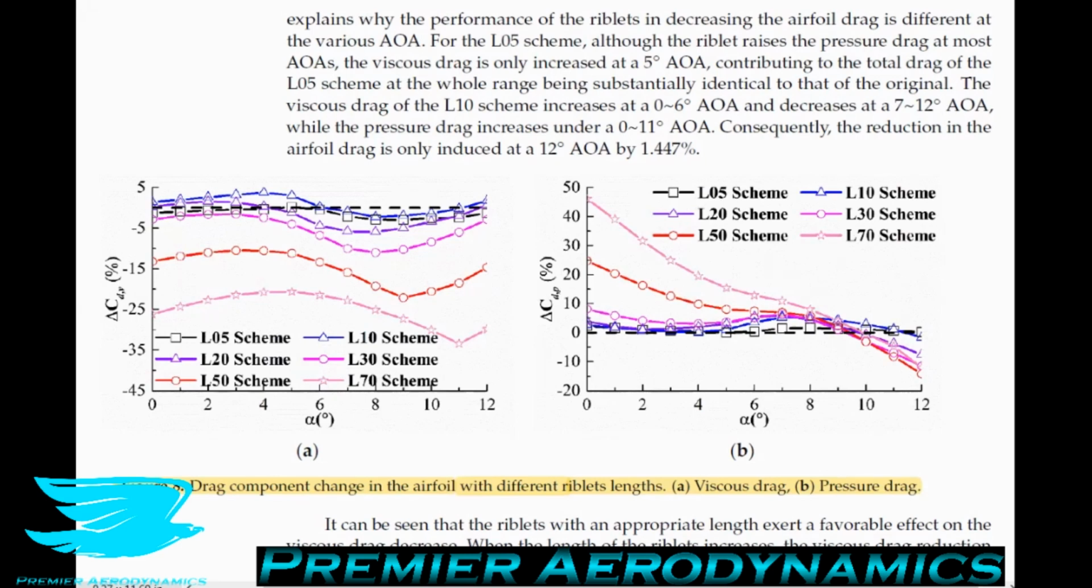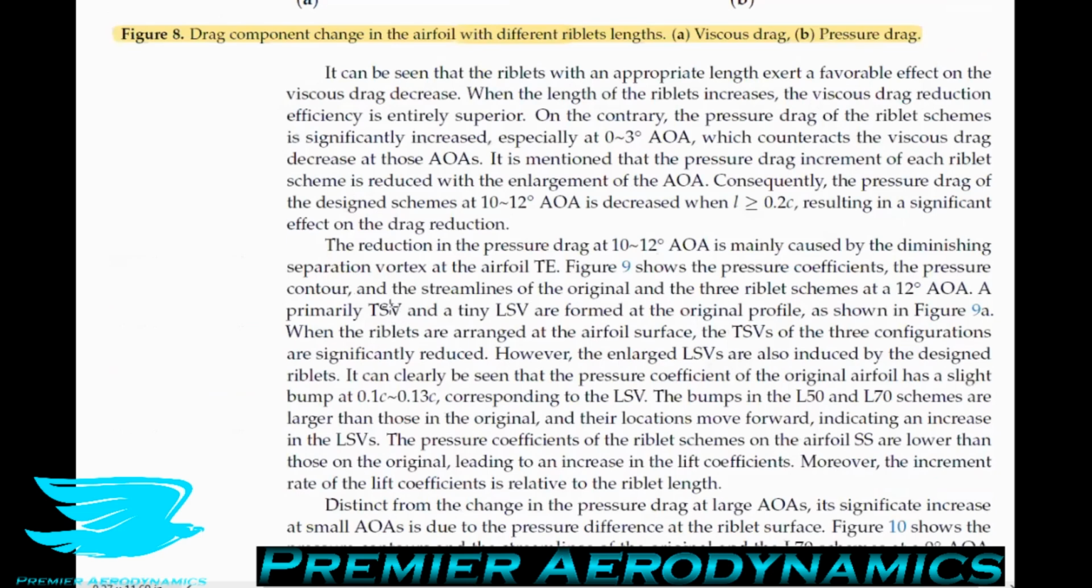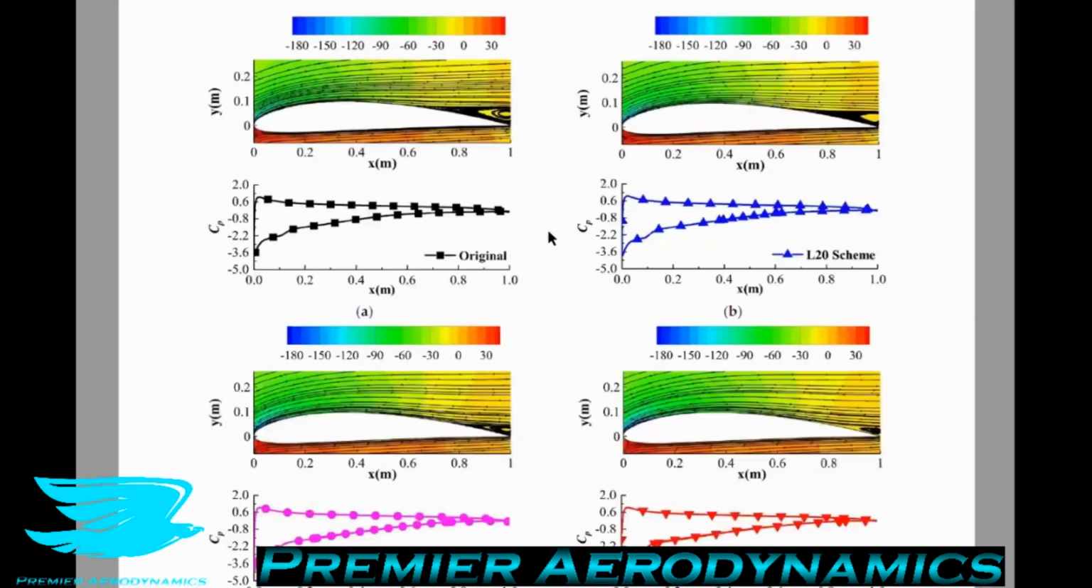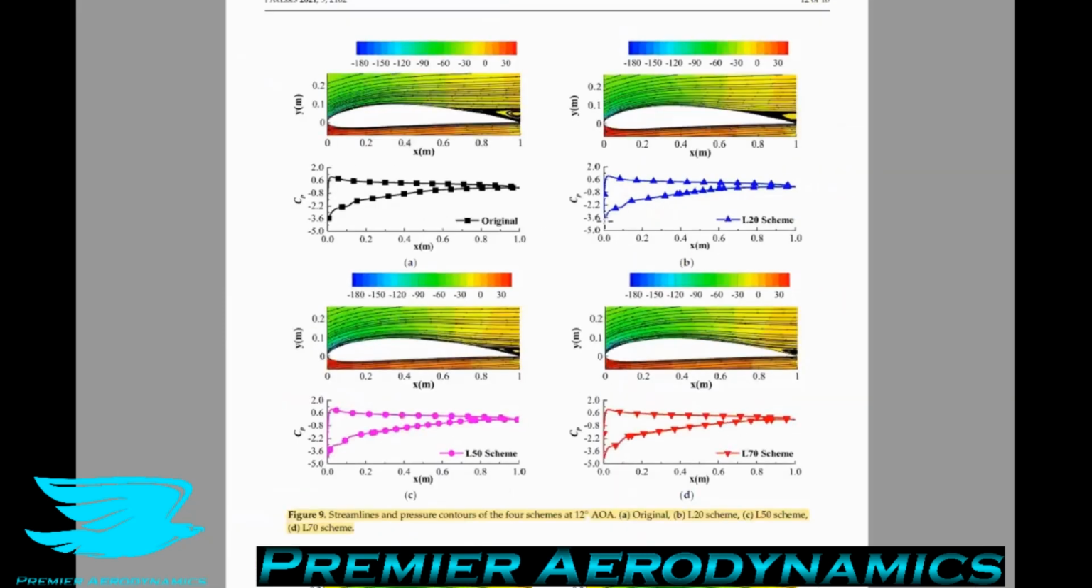So let's move on to figure 9, where we look at, let me zoom out a little bit so you can see all four. Figure 9 shows the pressure coefficients, the pressure contours, and the streamlines of the original and 3 riblet schemes at 12 degree angle of attack. So primarily the trailing separation vortex and a tiny leading separation vortex are formed at the original airfoil, which is shown in figure 9a. So we mentioned earlier in podcast 101 actually, that this airfoil produces a small leading edge vortex and a trailing edge vortex, and this trailing edge vortex grows depending on the angle of attack.